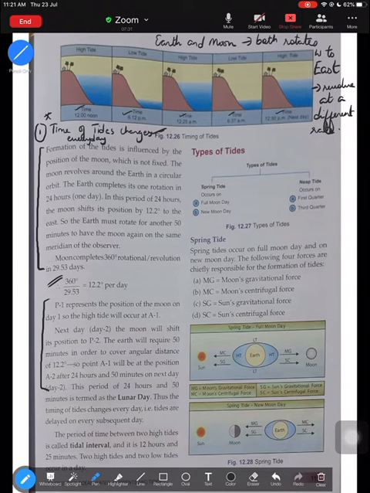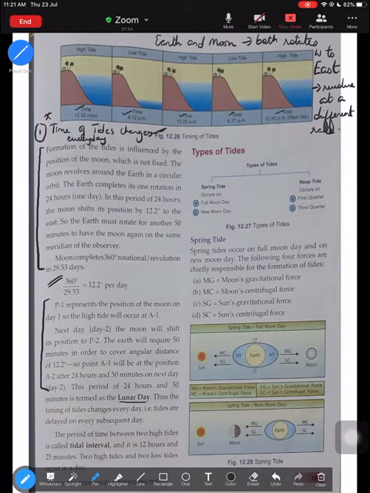Next term that you have to know is what is lunar day. We've learned what is lunar day. Lunar day is basically the time taken by the moon to complete one rotation around its axis with respect to the sun. Okay, so lunar day is basically the time taken by the moon to complete one rotation on its axis with respect to the sun.